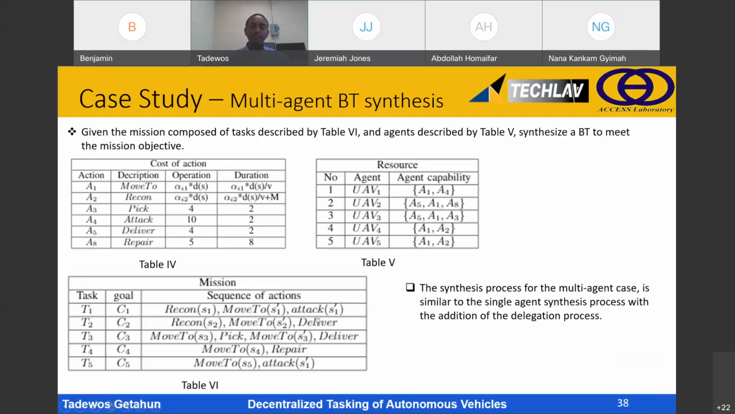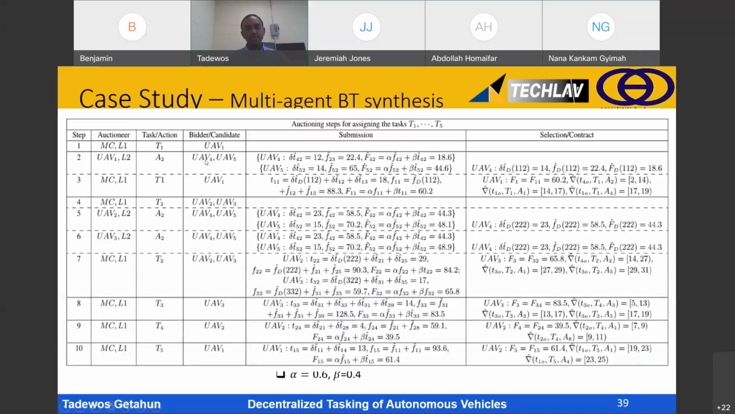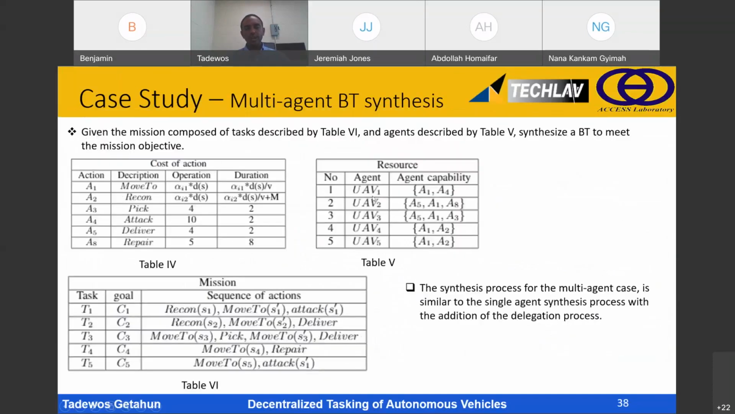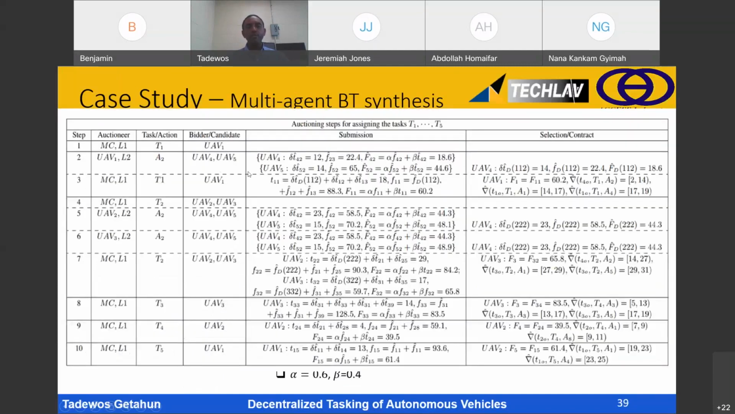Agent 1 can perform attack and move to, but it cannot perform reconnaissance. Since it cannot perform reconnaissance, it can perform delegation. That's why it's performed here at row 2. You can see A2 is delegated. So A2 can be performed by UAV 5 or UAV 4.